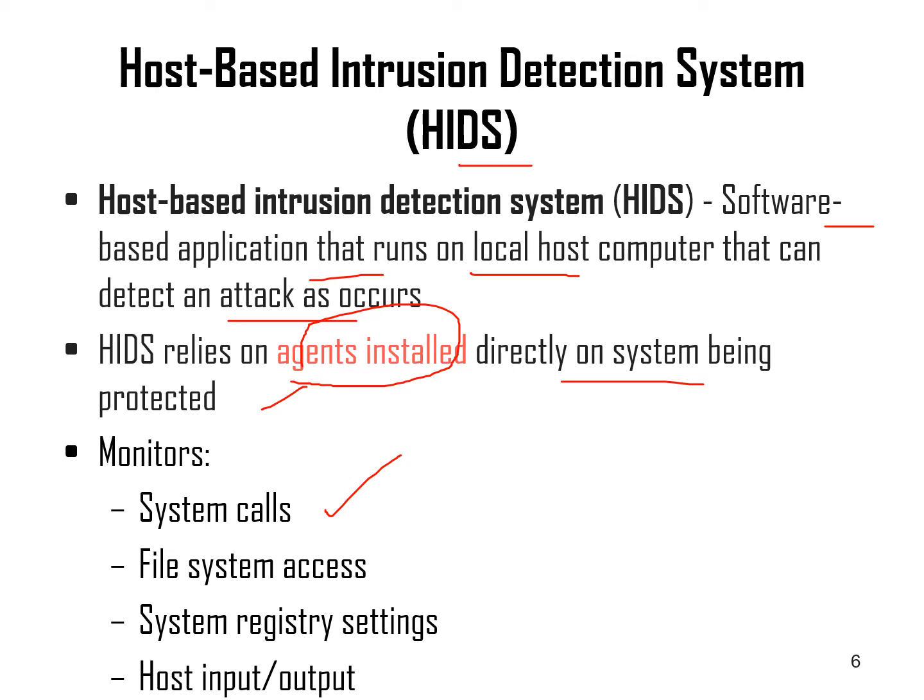So it will monitor the system calls, file system access, system registry settings. System registry settings are a very important thing in Windows OS. So it will also monitor the registry settings and also host input output. So what all the input is given to that host and what all the output is going out from that host. So everything it is monitoring, either the traffic, anything. So this is actually called HIDS.